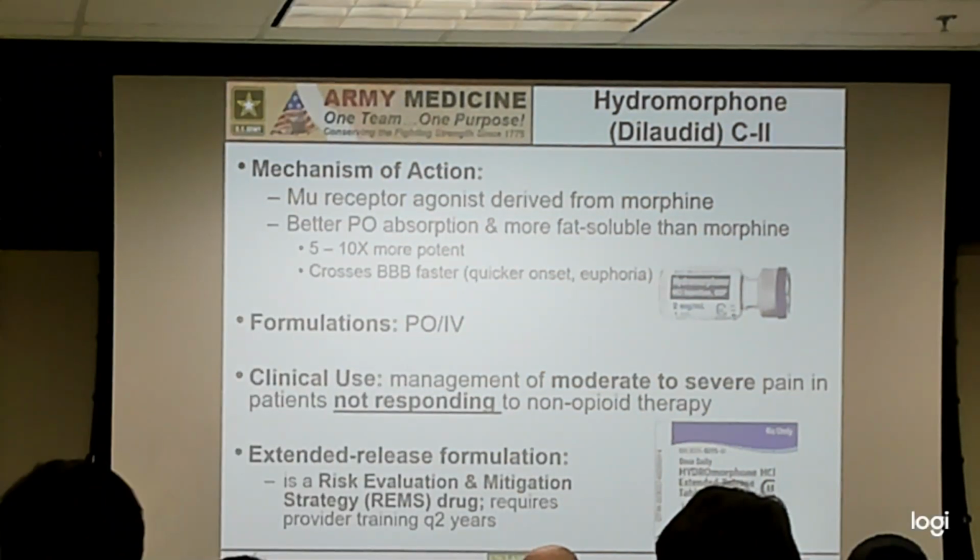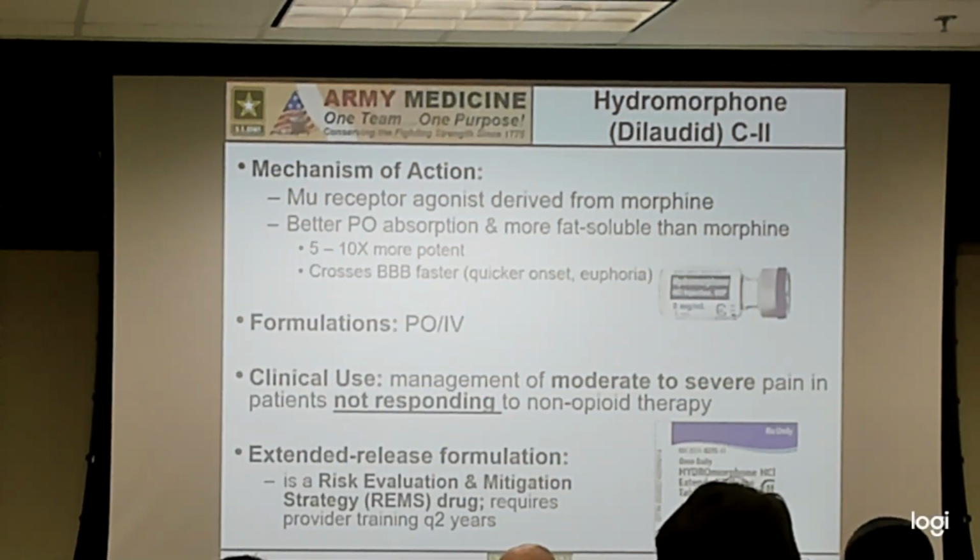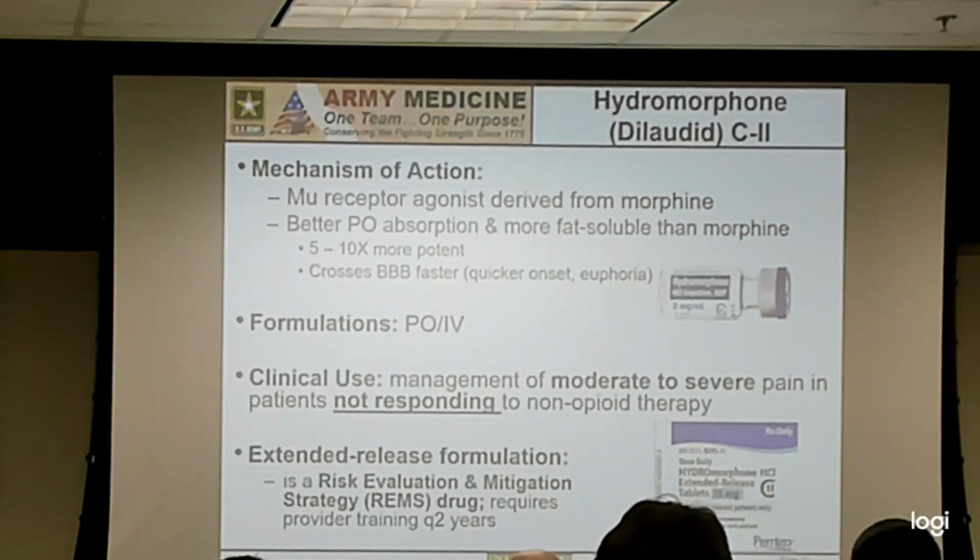That's kind of what happened with it. So what they were trying to do was they wanted to have something that had better PO absorption, more fat soluble than their morphine. So that's how we ended up with our hydromorphone. You see it's more potent, and you see that it also crosses the blood-brain barrier, which our morphine did not.